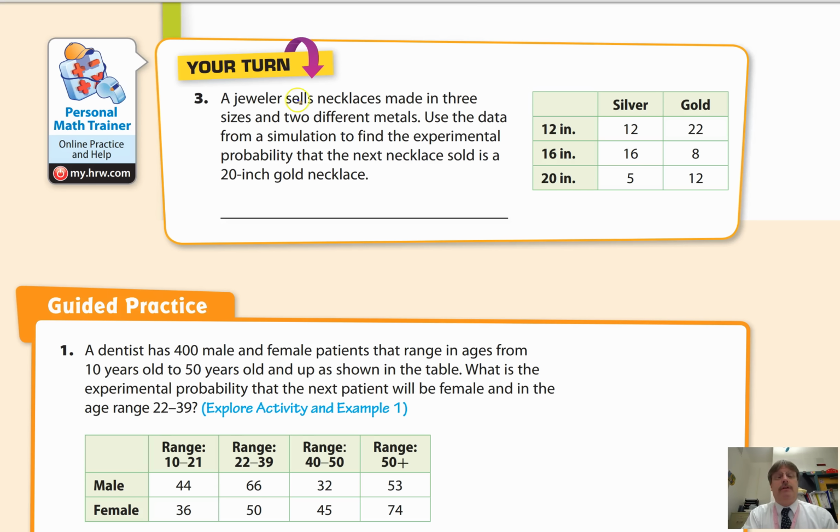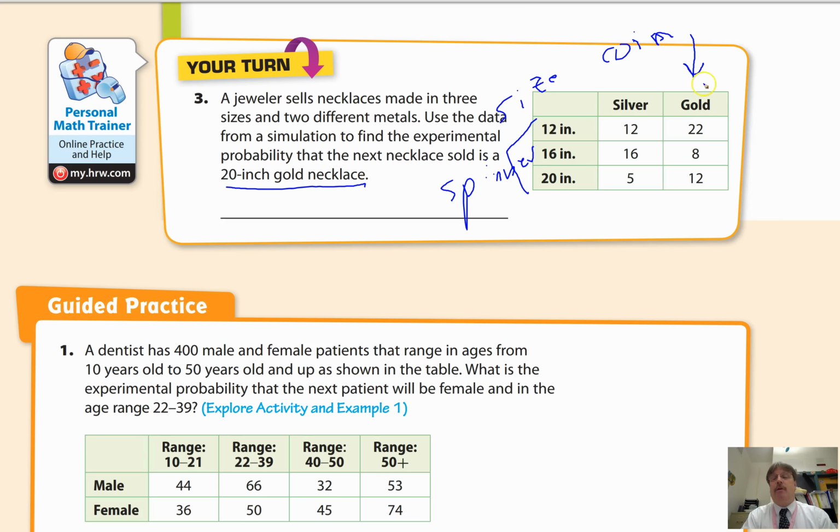In the Your Turn, a jeweler sells necklaces made in 3 sizes and 2 different metals. Use the data from a simulation to find the experimental probability that the next necklace sold is a 20-inch gold necklace. So we're going to be looking under gold, and we're going to be looking under the size, okay? So you could do the same thing up above. You could use a coin because it's 2-sided, and you could use a spinner if you want. You could use any other thing that would give you 3 outcomes or 2 outcomes, but that's just what they happen to use. And then you would go ahead and find that.